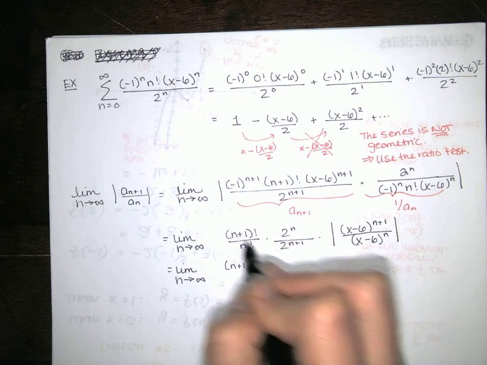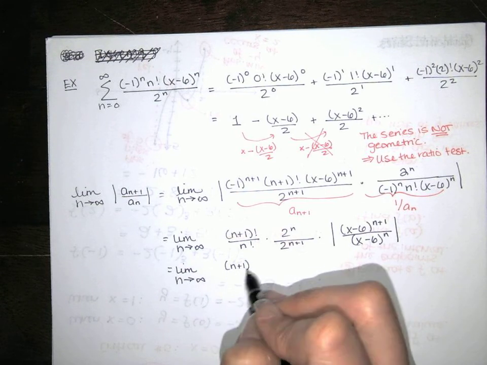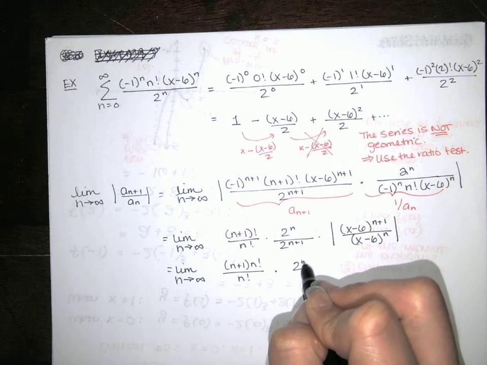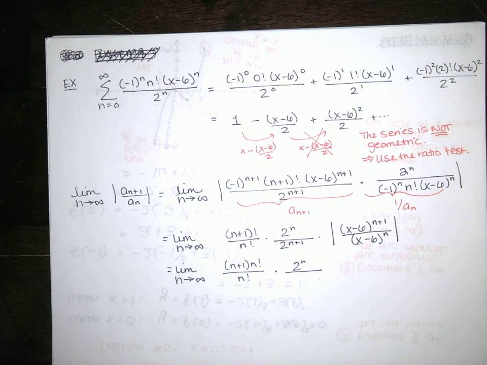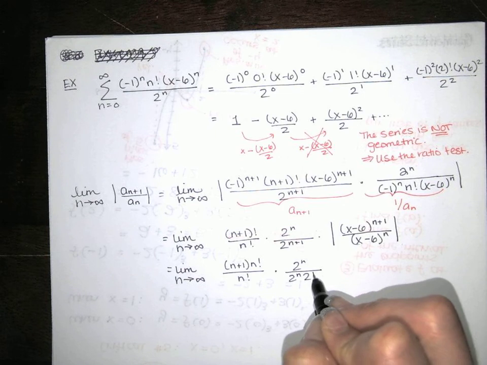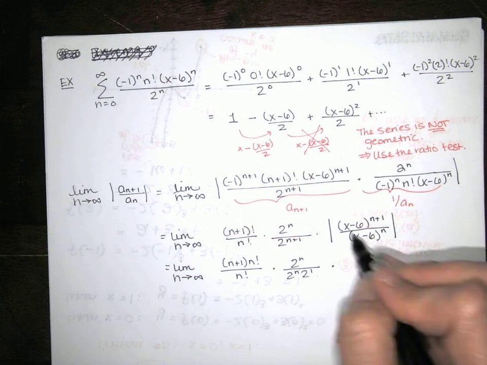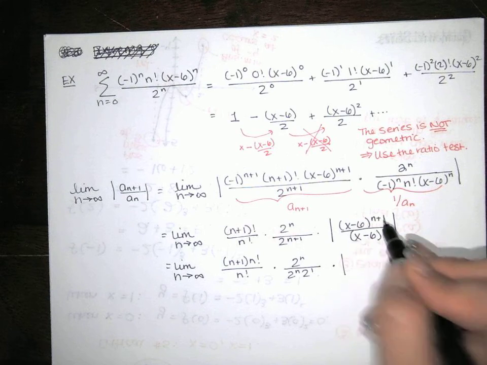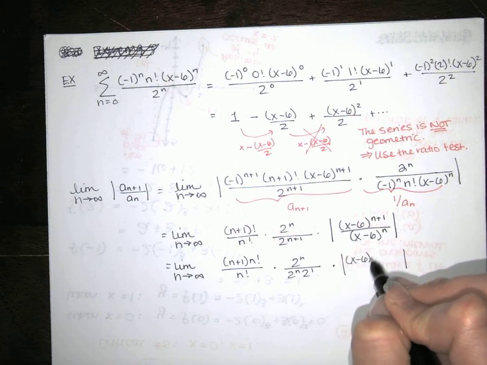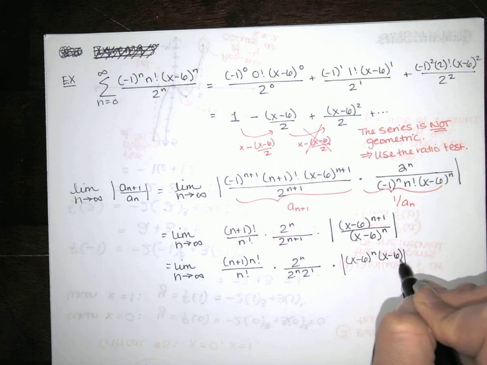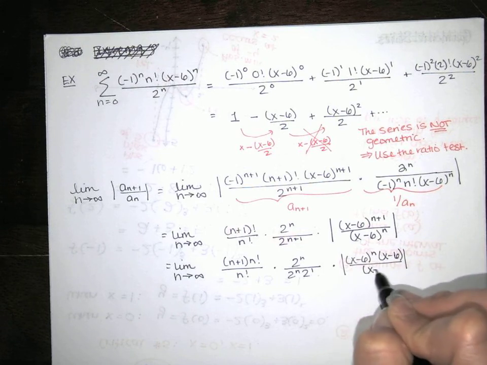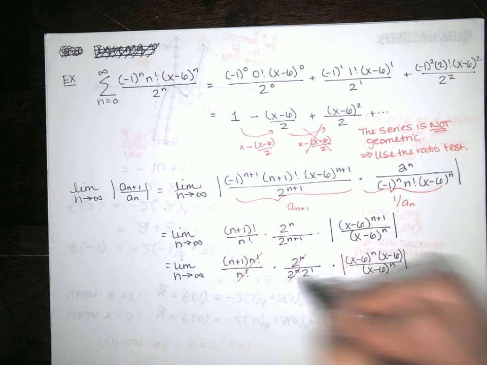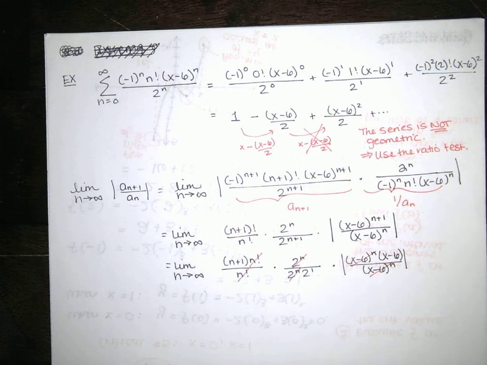The larger factorial is the n plus 1 factorial, so we've got n plus 1 times 1 less than that. And then over here, 2 to the n plus 1 is 2 to the n times 2 to the first. Over here, you've got x minus 6 to the n plus 1, that's x minus 6 to the n times x minus 6 to the first, all over x minus 6 to the n. These guys reduce, these guys reduce, these guys reduce.